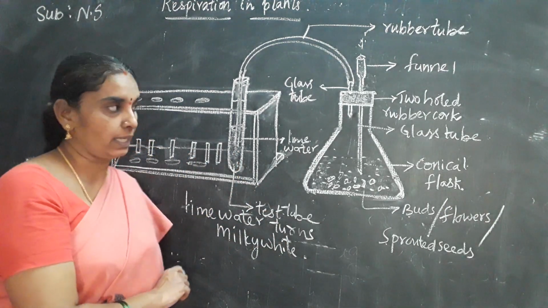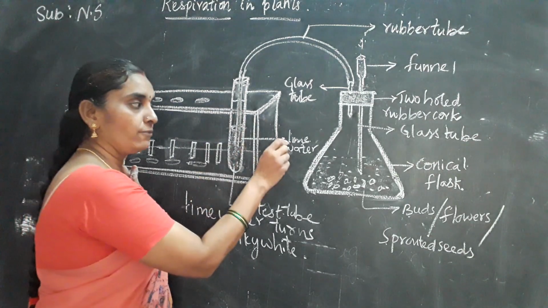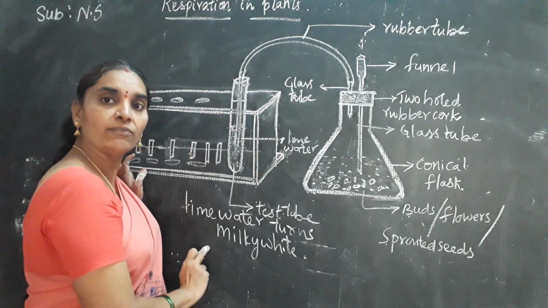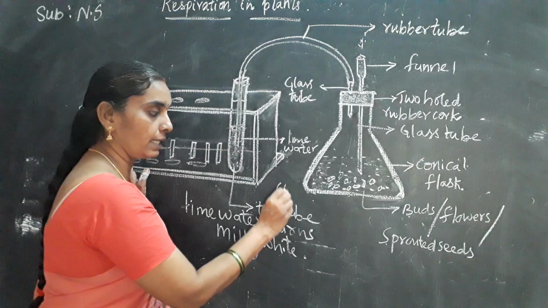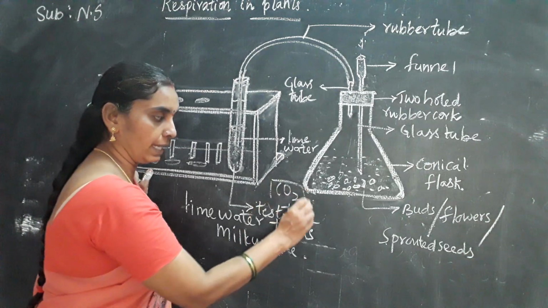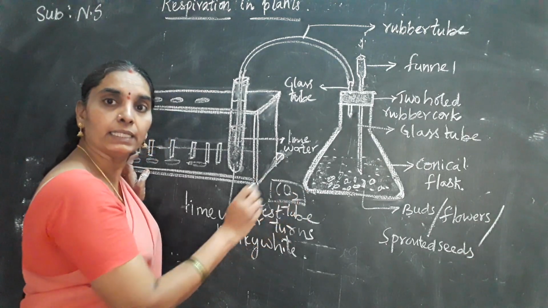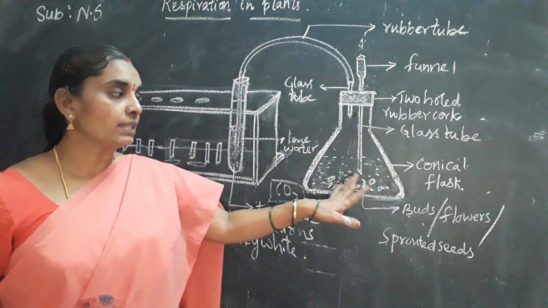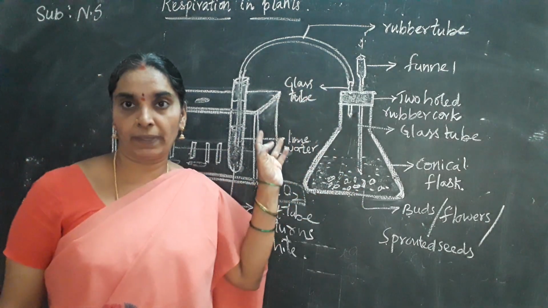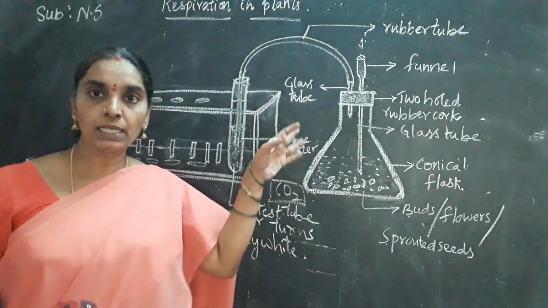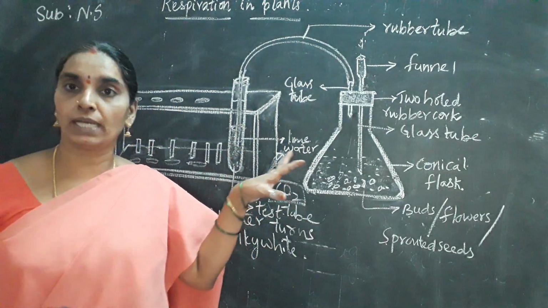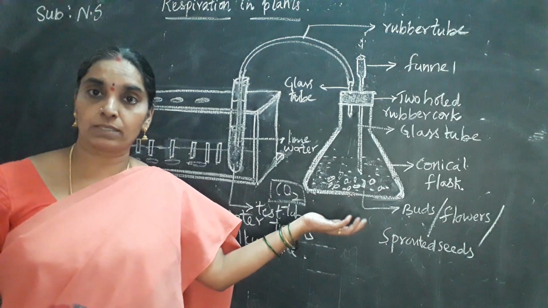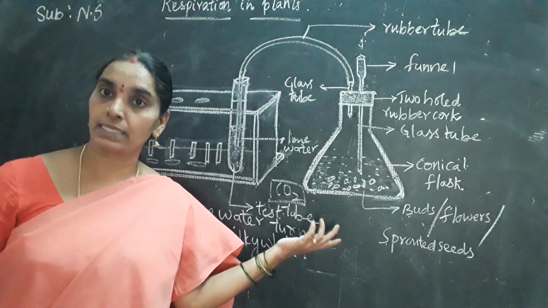You know as well, isn't it? So if lime water turns into milky white, it is the property that it contains the gas carbon dioxide. Carbon dioxide turns lime water to milky white. So here the gas released is carbon dioxide. Okay children, so this is how you can prove by the experiment that the buds or the flowers also respire.